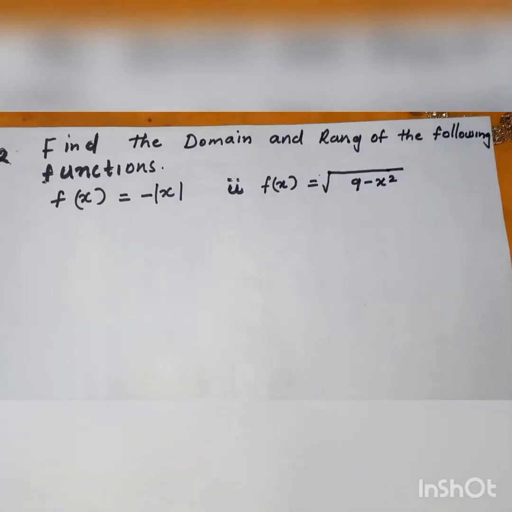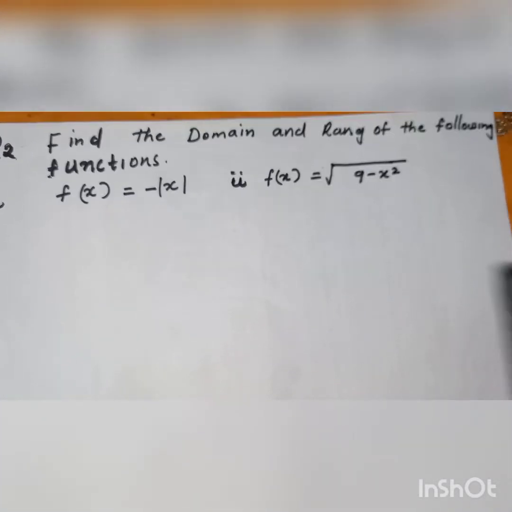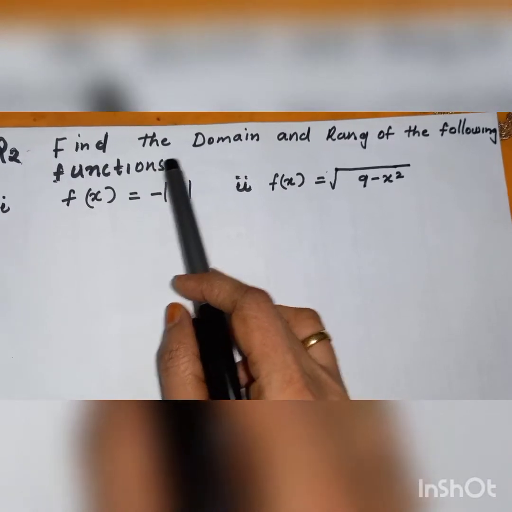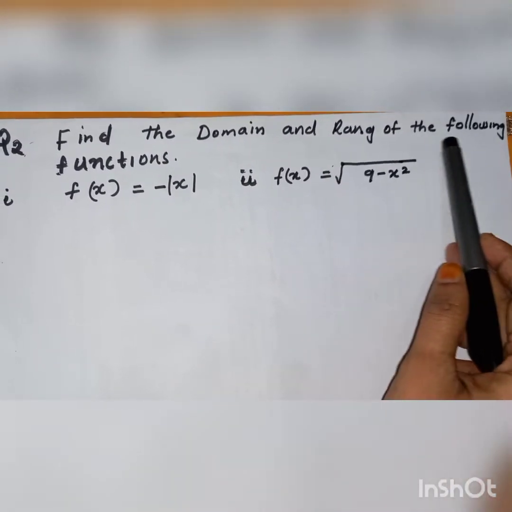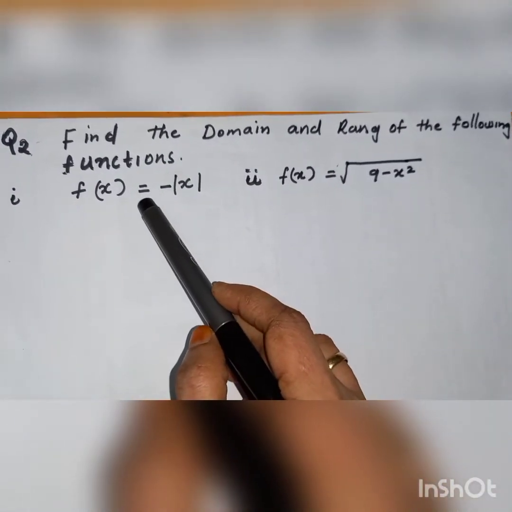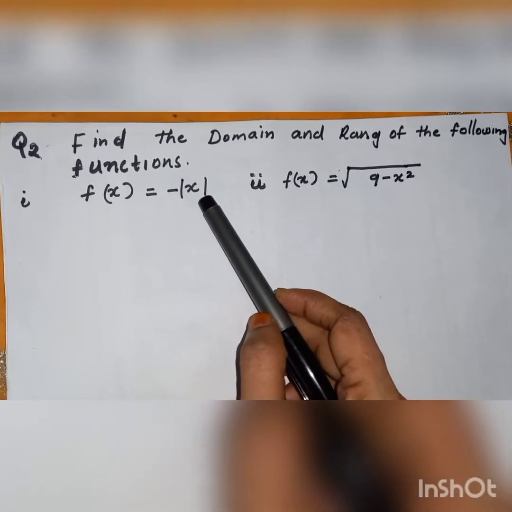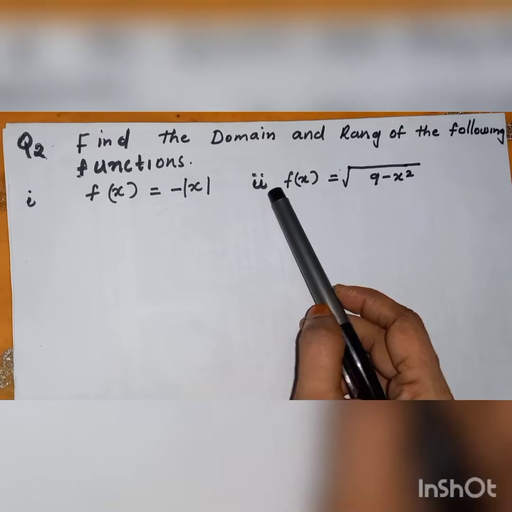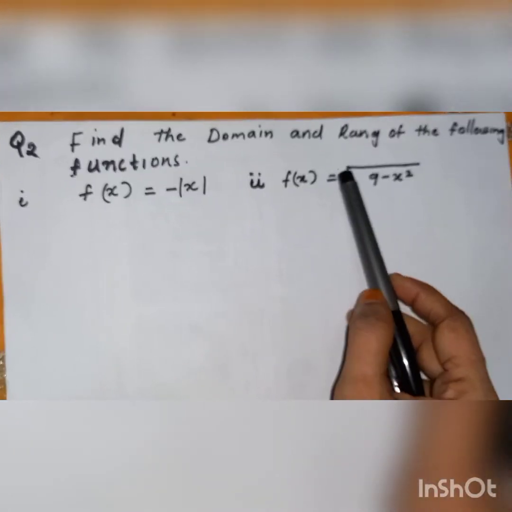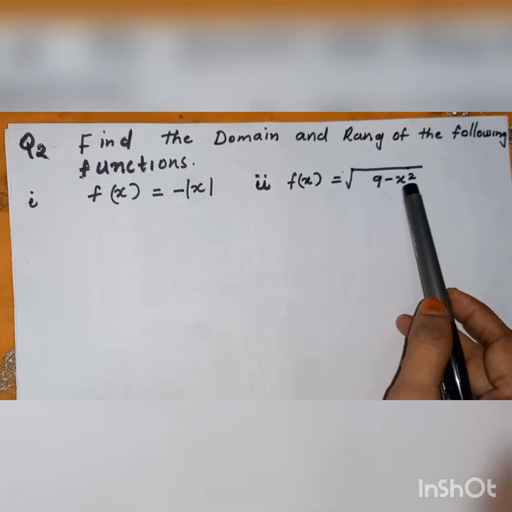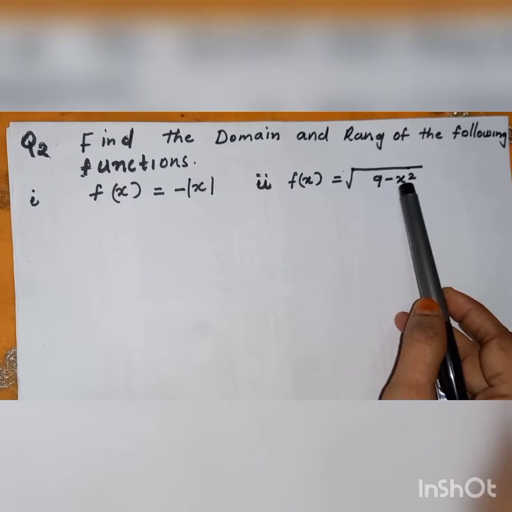Question number 2, exercise 2.3. Find the domain and range of the following functions. Bit 1, f of x is equal to minus of modulus x. Bit 2, f of x is equal to root of 9 minus x square.